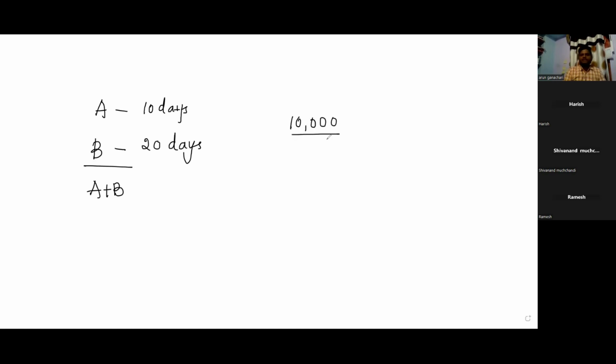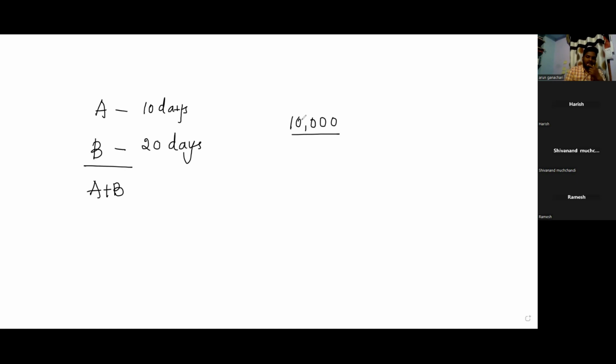Next concept is, let's see if you can understand this. If A is completing a work in 10 days and B is completing a work in 20 days, if they start working together and they are paid 10,000 rupees, who will get more money? A will get more money.